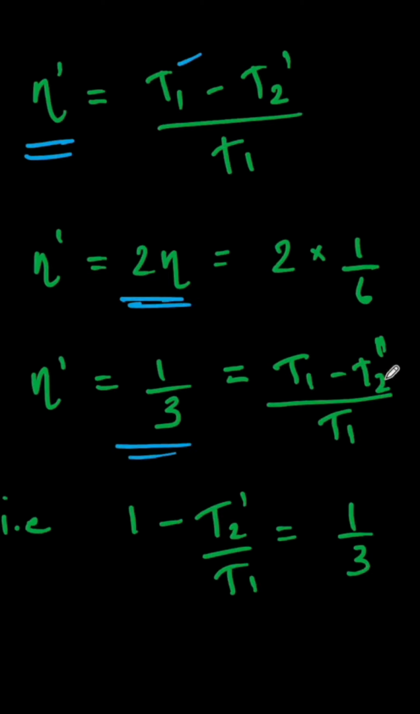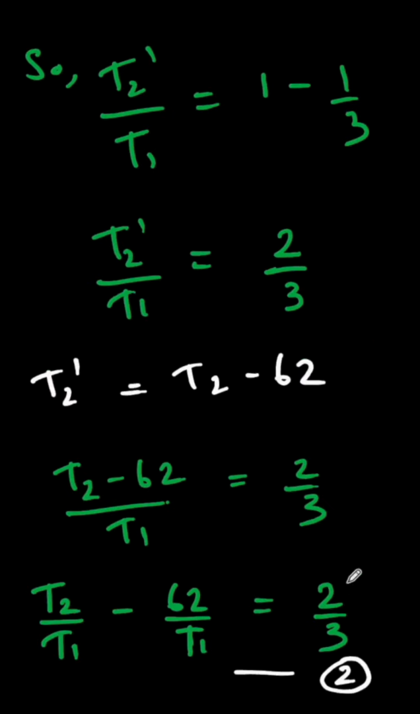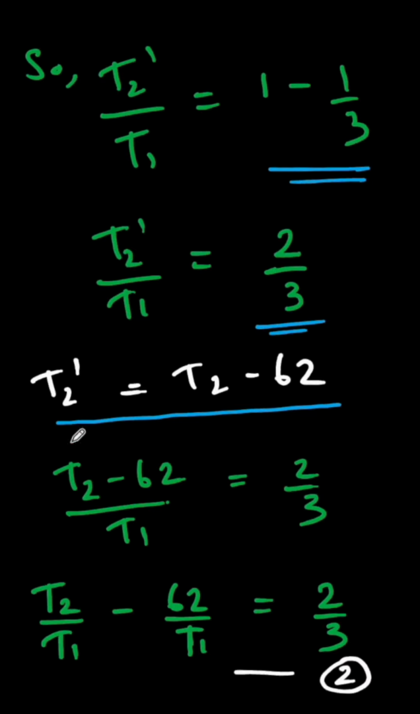So (T1 minus the new sink temperature) divided by T1 is equal to 1 by 3. That means 1 minus T2 dash by T1 is equal to 1 by 3. So T2 dash by T1 is equal to 1 minus 1 by 3, which is simply 2 by 3. And it's already given T2 dash is T2 minus 62, right? So let's substitute it here. (T2 minus 62) by T1 is equal to 2 by 3.